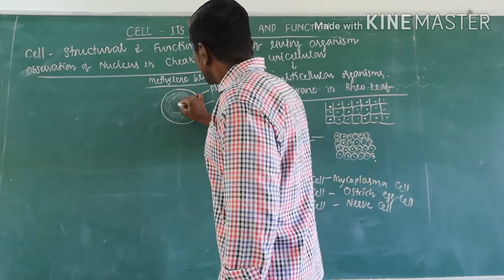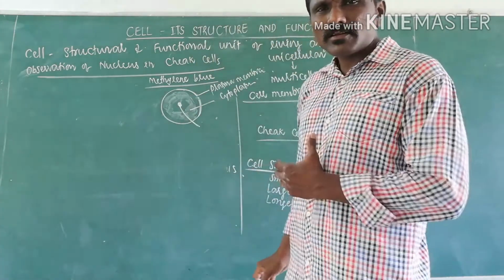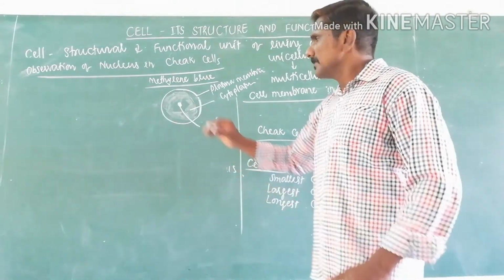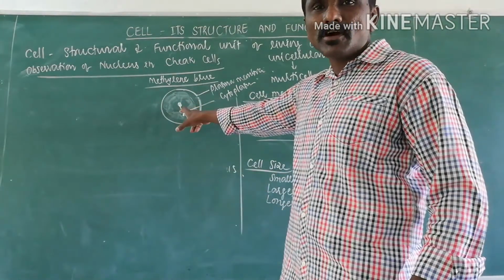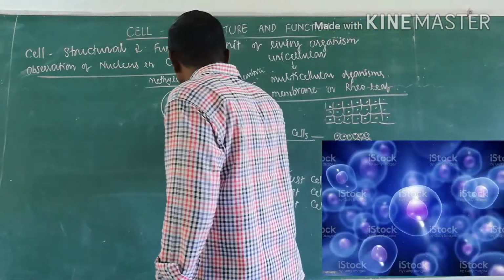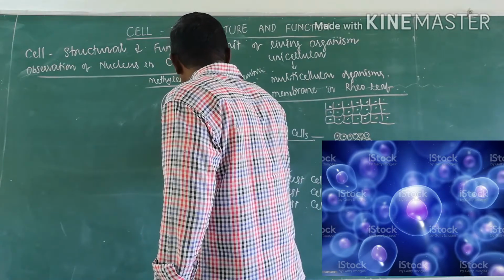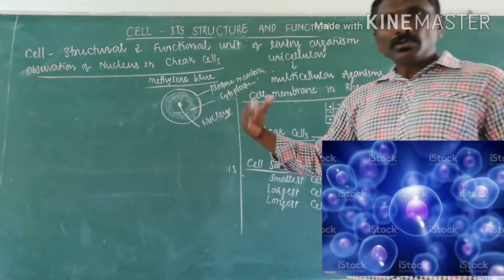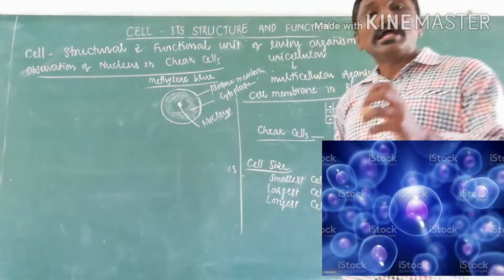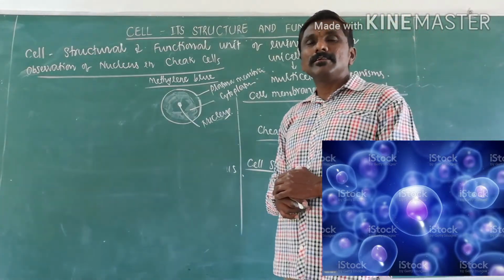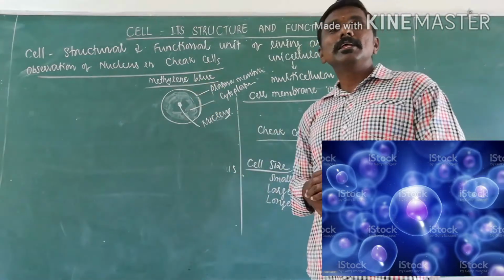And next, the dark blue colored circular structure present in the center will be named the nucleus. So with this activity we are able to identify the nucleus of the cell. We are taking the help of the methylene blue.